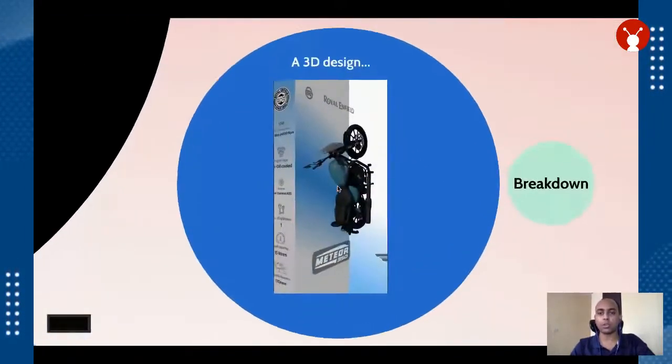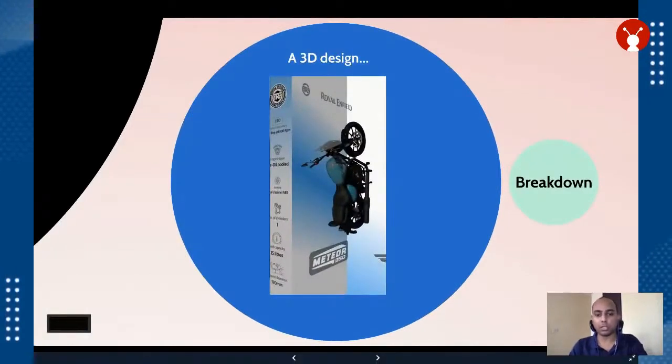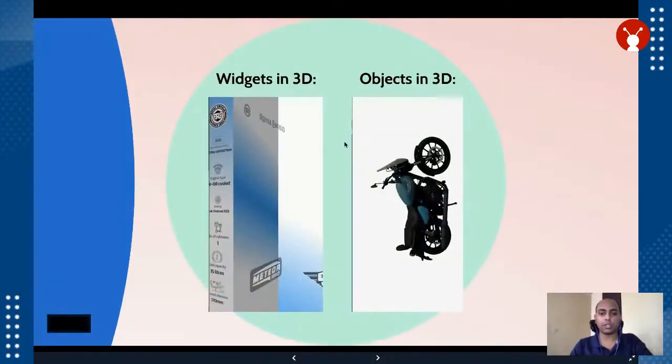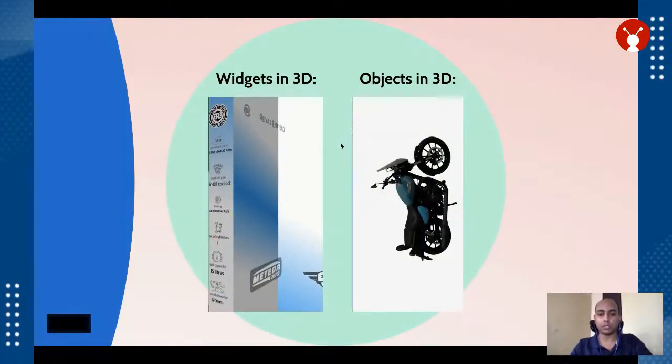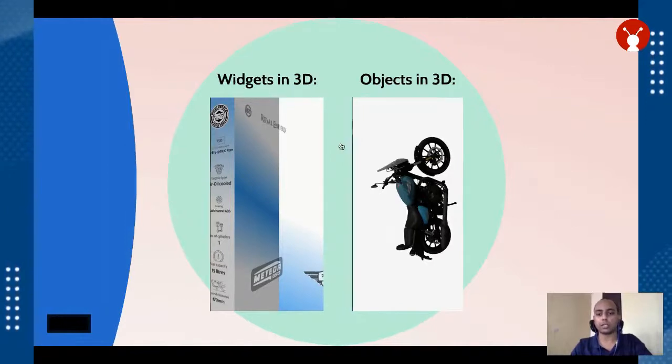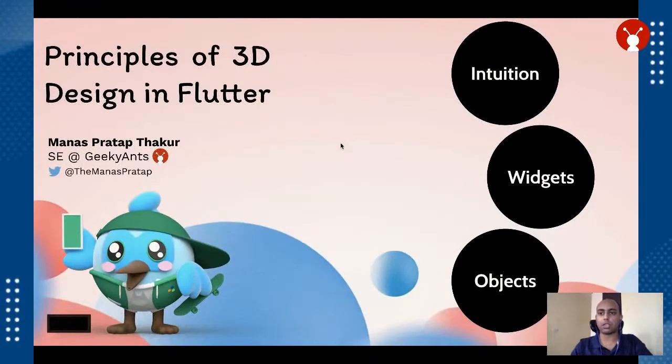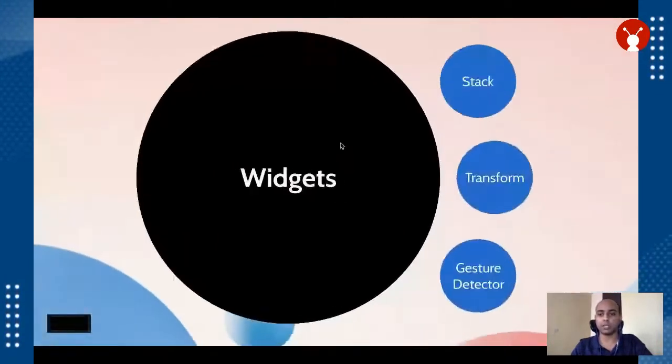Now, how do you do this? This design at first looks very complex, right? But if you look closely, any 3D design can be divided into two main parts. First is things that you can represent using widgets, so widgets in 3D. And the second is the fancy objects, let us call them just objects in 3D. So any design you could divide into these two categories. So let's first start with three dimensionalizing widgets, right?